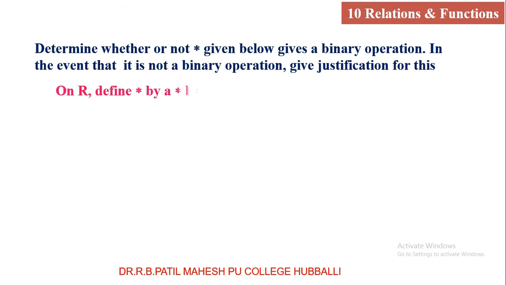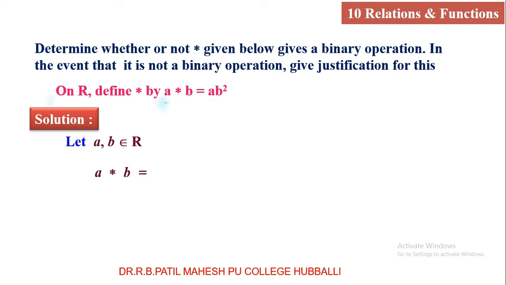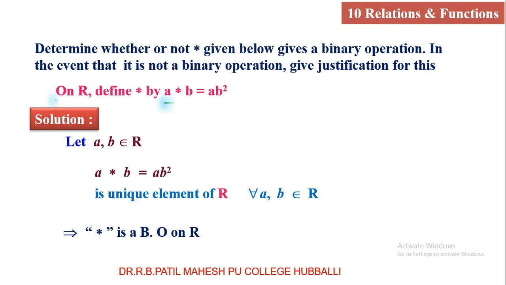Next example on the same concept. On R, define star by A star B equal to A B square. Check whether it is a binary operation or not. Solution. Let A, B belong to R. A star B equal to A B square is also a unique element of the set of real numbers for every A, B belongs to R. Therefore, star is a binary operation on the set of real numbers.